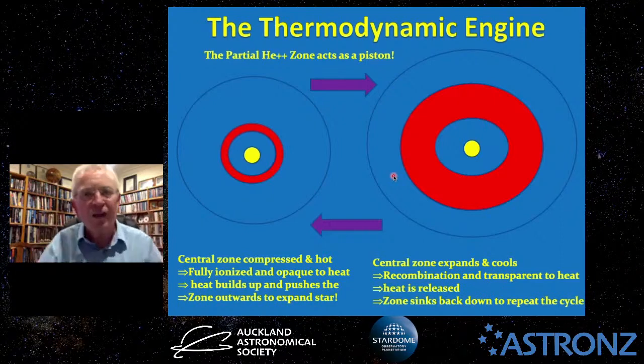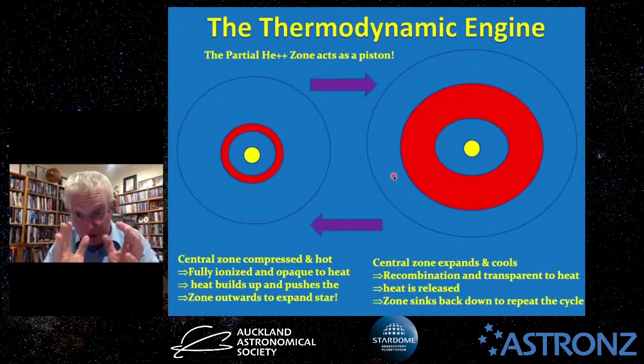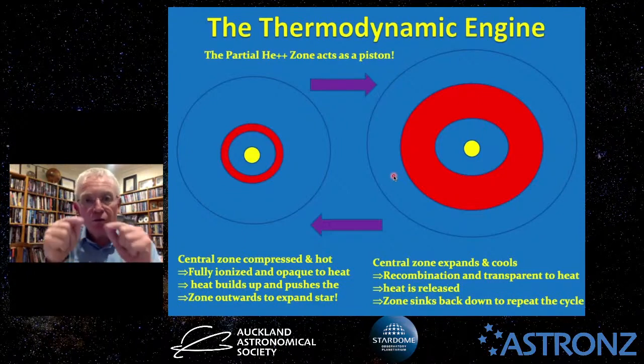So it really acts like a piston. It's called a thermodynamic engine, and it's acting like the piston. And that is the mechanism behind these red giants and red supergiants, Cepheid variables, and these RR Lyrae stars, called the Kappa mechanism, on that instability strip in the Hertzsprung-Russell diagram.